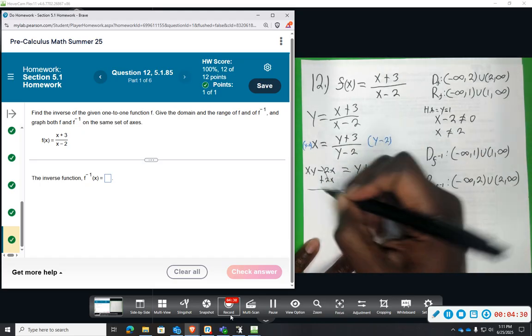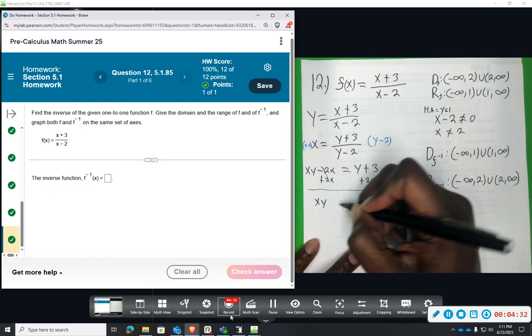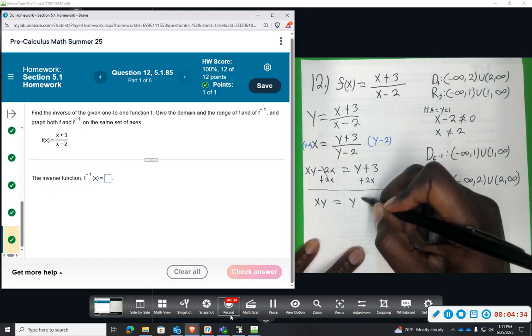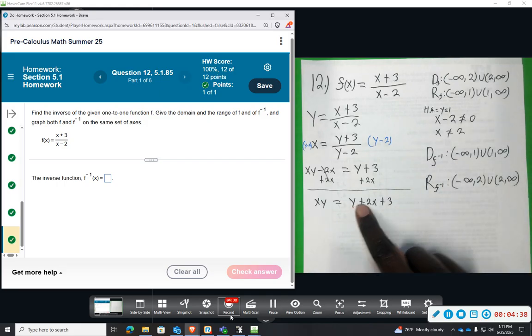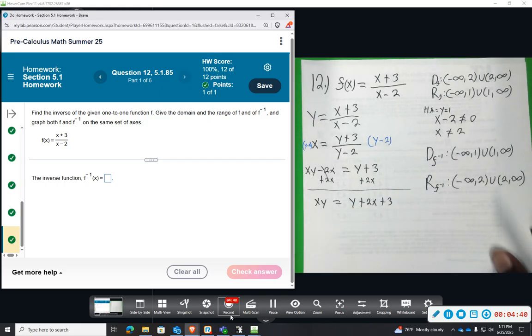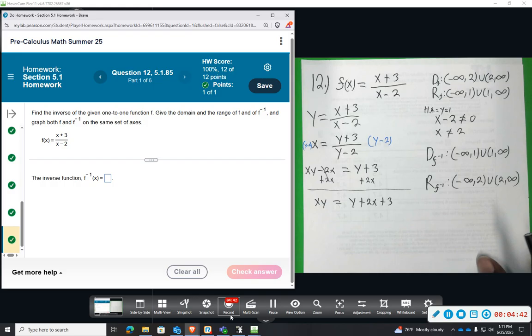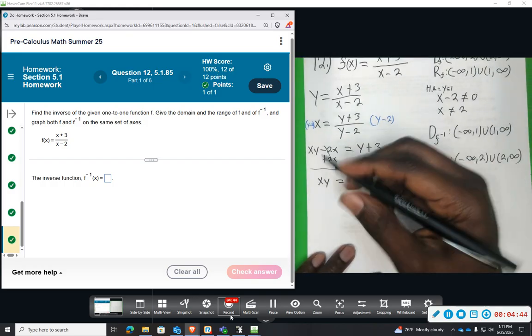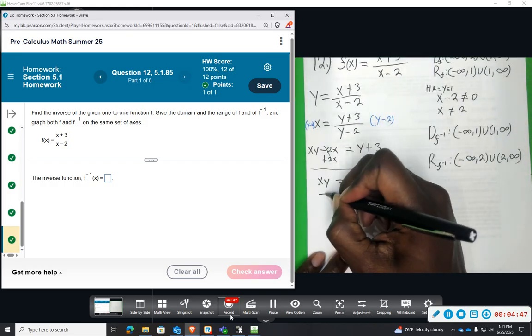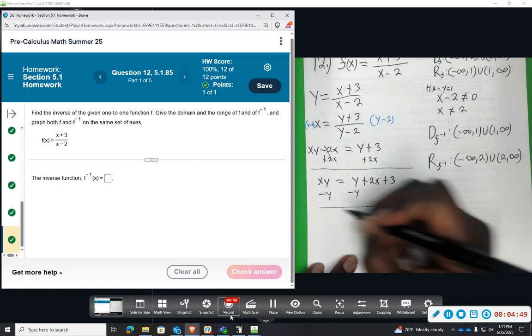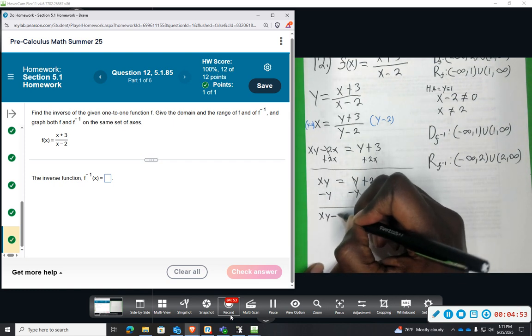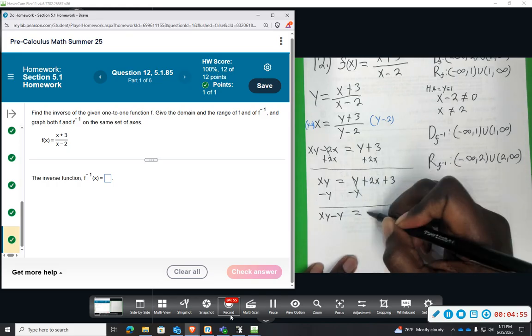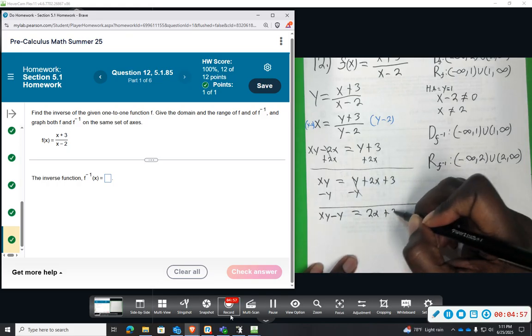So that's going to cancel, leaving me with x times y equals y plus 2x plus 3. We're going to move the y because we need them all to one side. I need just one y. We got two y's, which is a problem. So that's positive. I'm going to subtract it. So that will cancel. That will give me xy minus y equals 2x plus 3.